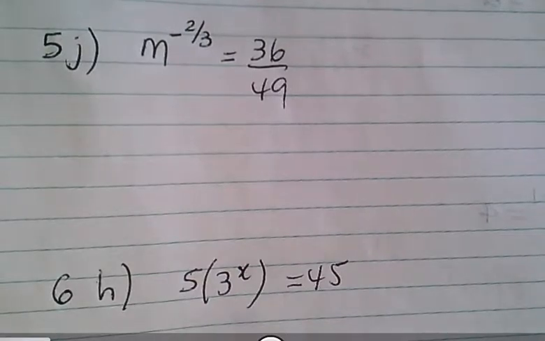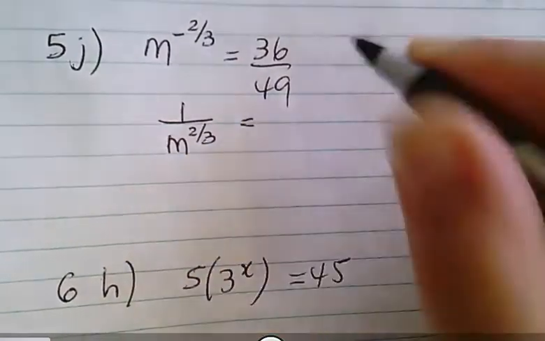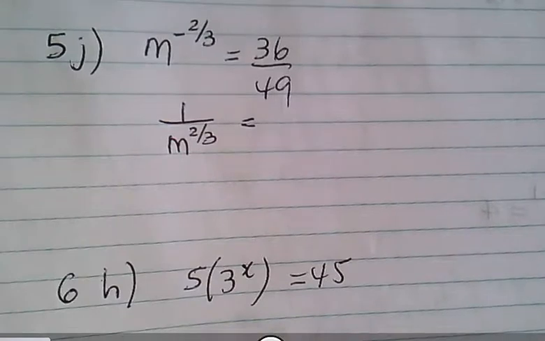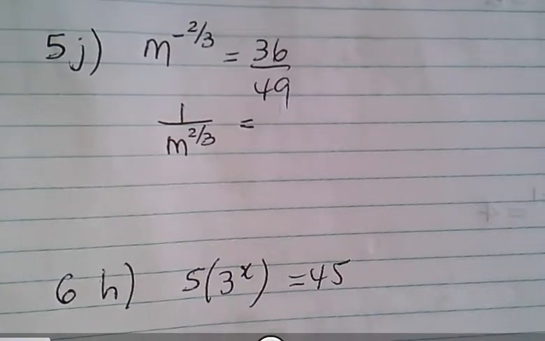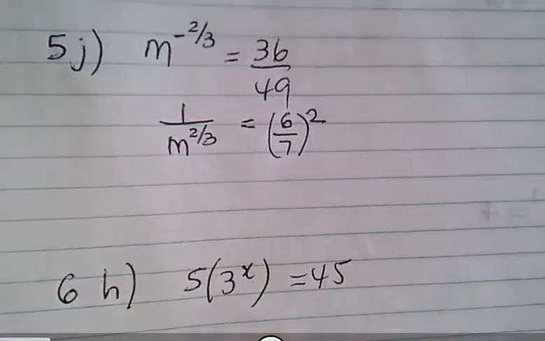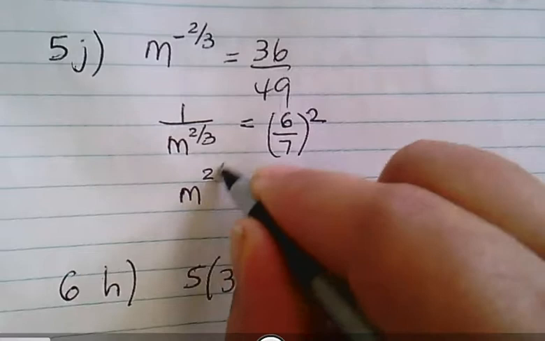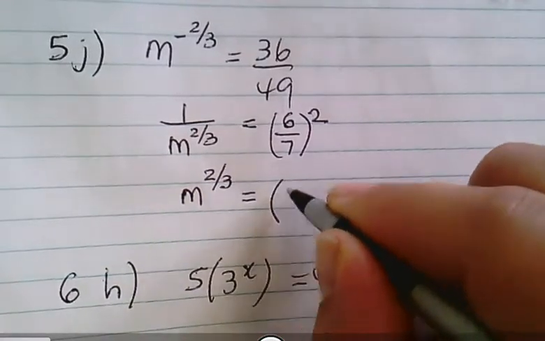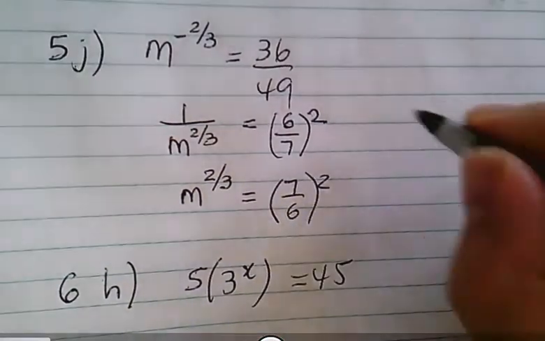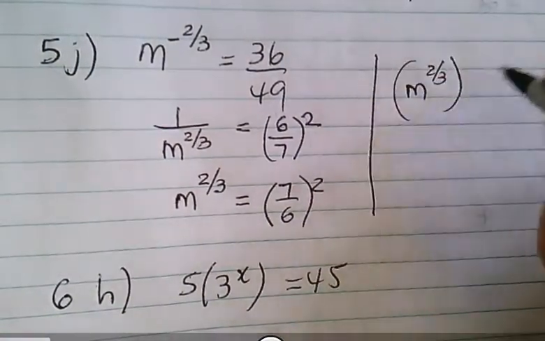I would be writing this m to the negative 2/3 as 1 over m to the 2/3. What are you going to do with 36 and 49? It's got to be 6 over 7 squared. What should we do next? We don't want 1 over m to the 2/3, so we're going to flip both sides. M to the power of 2/3 equals what? 7 over 6 squared. Then we're going to undo the power of 2/3 by taking what power of both sides?